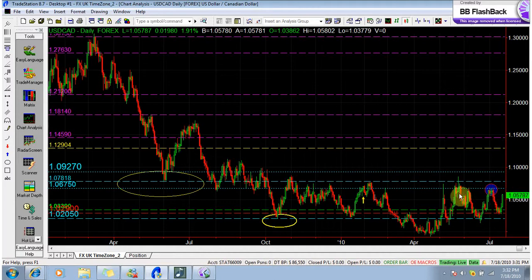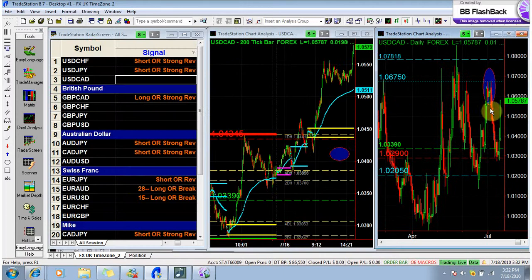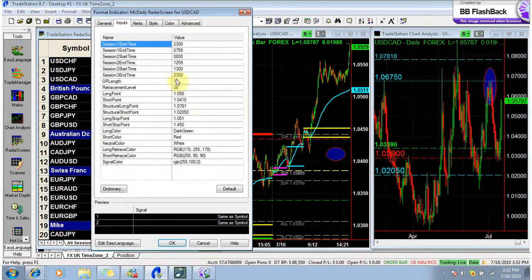If the dollar trades above the 106.75 in the dollar CAD, that would be a trend changing breakout, and the trend in the dollar CAD will be to the upside, and the Canadian will actually have turned convincingly to the downside. So the structural long is going to be the 106.75, and the structural short is still the 102.50.